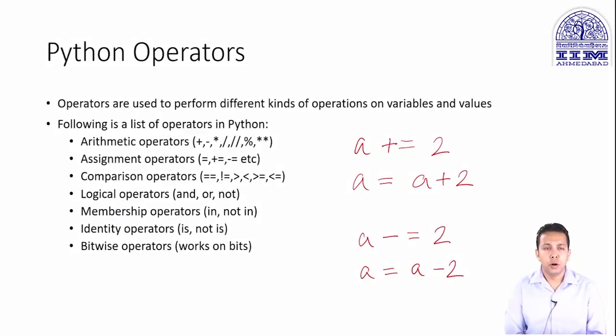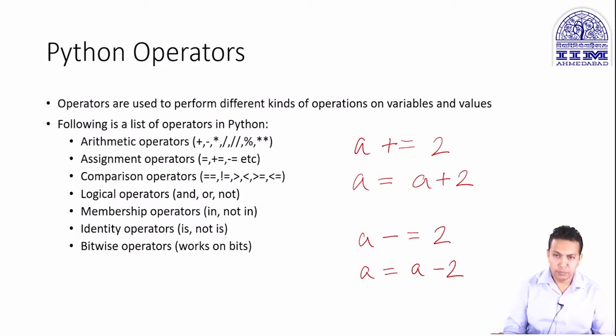The next few operators are logical operators, membership operators, identity operators, and bitwise operators. Let us look at a few of these. You have two conditions to check, and these two conditions need to be put together using logical operators like and, or, not. Then the logical operators are useful.